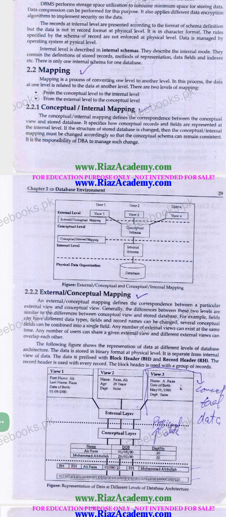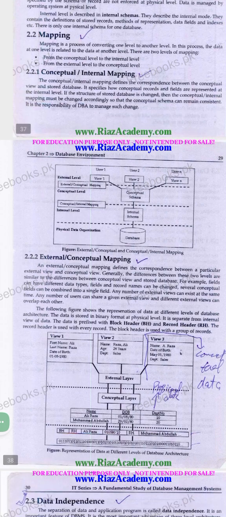There are 2 main categories of mapping. First one, external conceptual mapping, connects the user's external view with the conceptual schema, and ensures that when a user requests data, it comes from the correct part of the logical database. Okay? What is the main theme of external and conceptual mapping? It means that if the user requests the data, it comes from the correct part of the logical database.